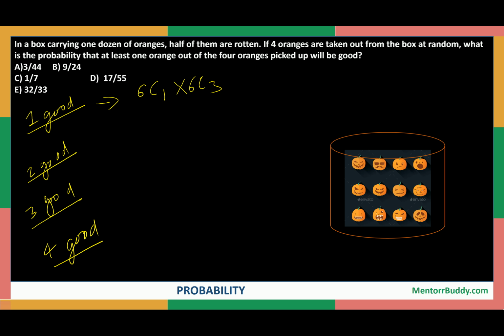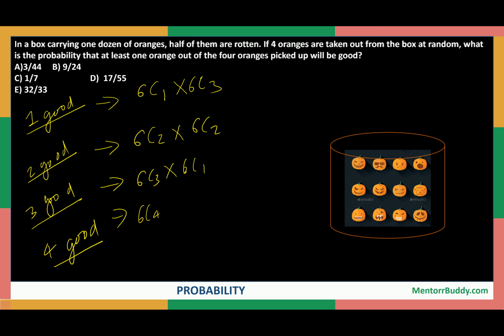Clear? Similarly, 2 good oranges can be picked up in how many ways? It can be picked up in 6C2 ways for the good oranges, and the rotten oranges can be picked up in 6C2 ways. So in these many ways, 2 good oranges will be picked up. Similarly, 3 good oranges can be picked up in 6C3 multiplied by 6C1 ways, right? And all 4 good oranges can be picked up in 6C4 ways.